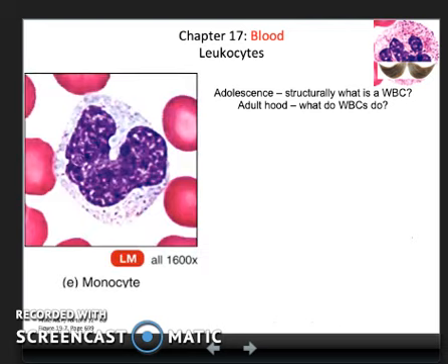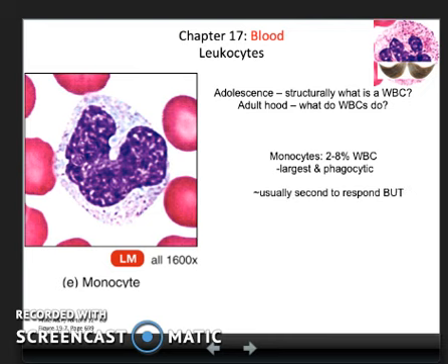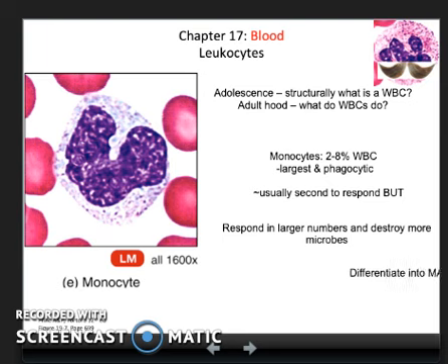Okay. Then we have monocytes. These are 2 to 8% of the white blood cells. These are the largest. They're phagocytic. They're usually second to respond to an infection. However, when they do respond, it's usually in larger numbers and they're able to destroy more microbes. These monocytes, once they get in the presence of microbes, differentiate into macrophages.